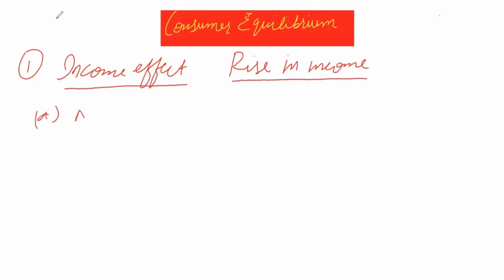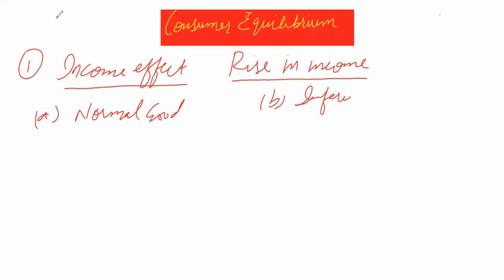The first situation is income effect. So we suppose that there is rise in income. This is the condition we are applying to this certain situation, but the examiner may keep changing these situations. So there is rise in income, and we consider that the product is a normal good or the product is an inferior good.